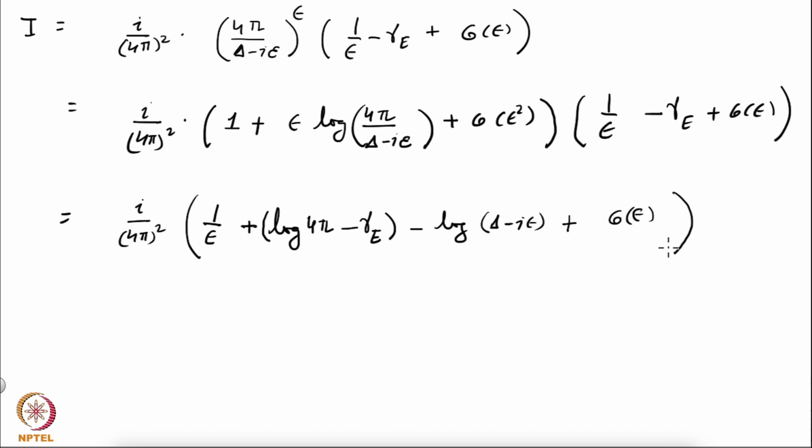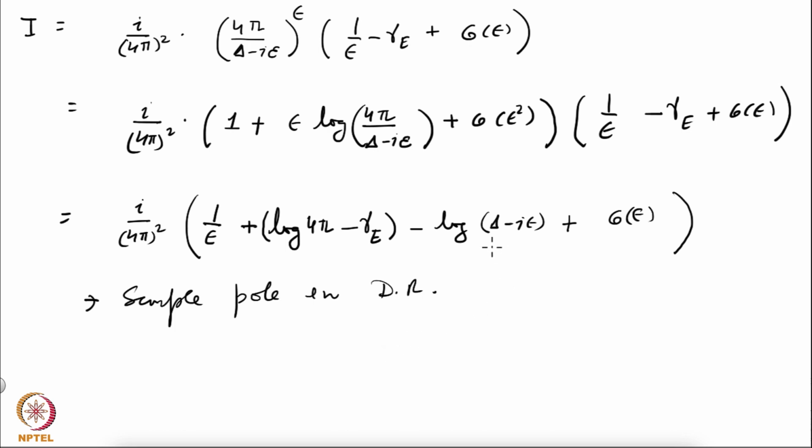There are many ways in which you can generate order epsilon terms. For example, by multiplying this epsilon log 4 pi with minus gamma E. That will be an order epsilon term. So that shows you the explicit form of the singularity. As I said, you get a simple pole in dimensional regularization for the integral that we have looked at.